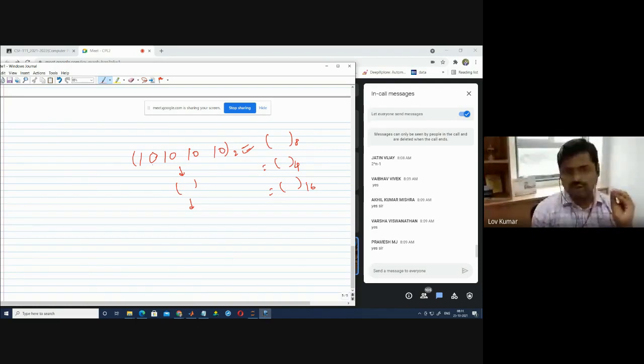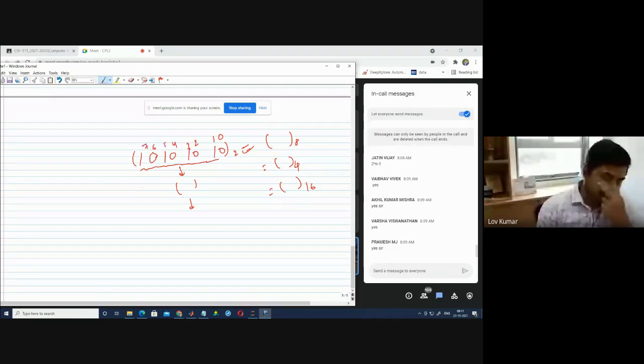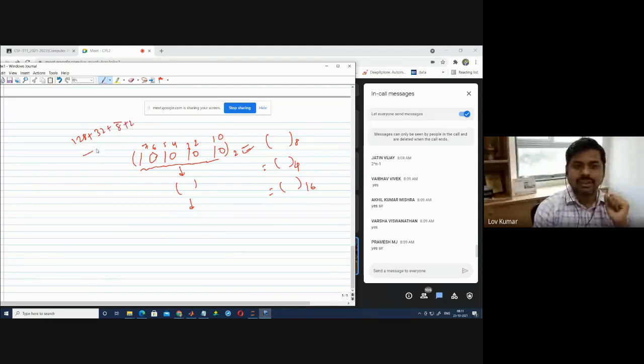So, can you tell me what is the decimal representation of this binary number? Counting the positions 0, 1, 2, 3, 4, 5, 6, 7, the value is 128 plus 32 plus 8 plus 2. What value are we getting here? 170. Good, 170.